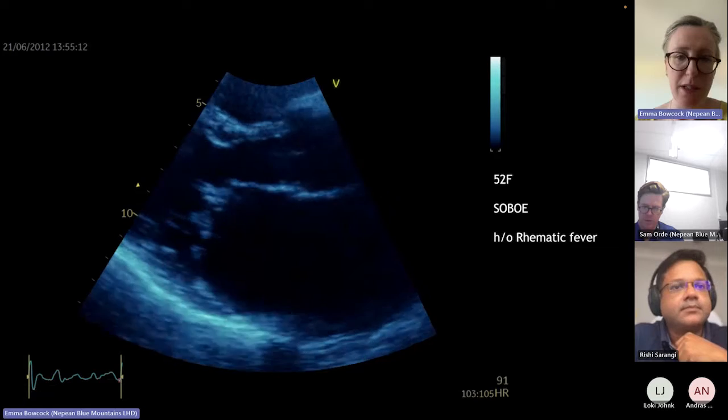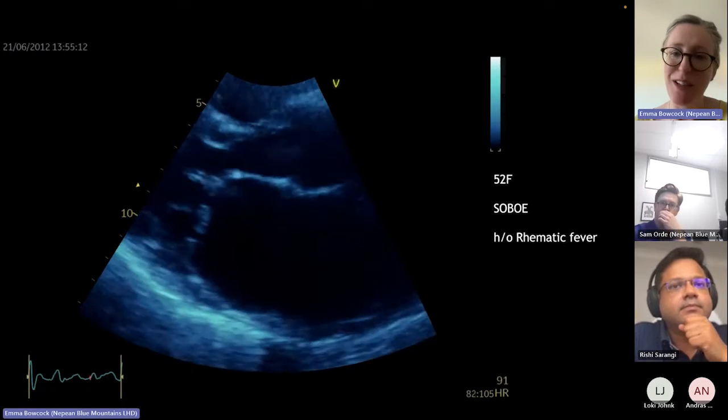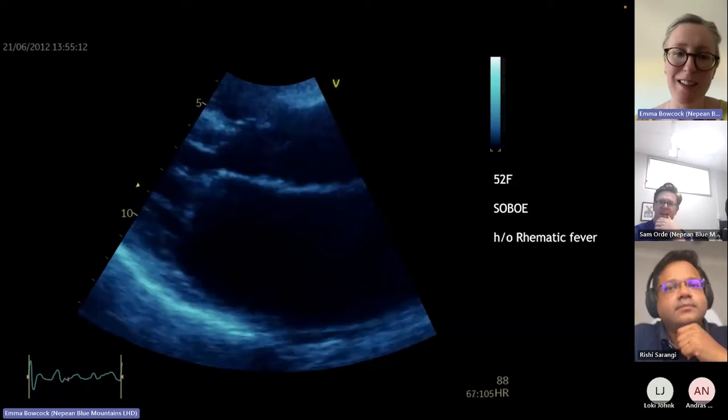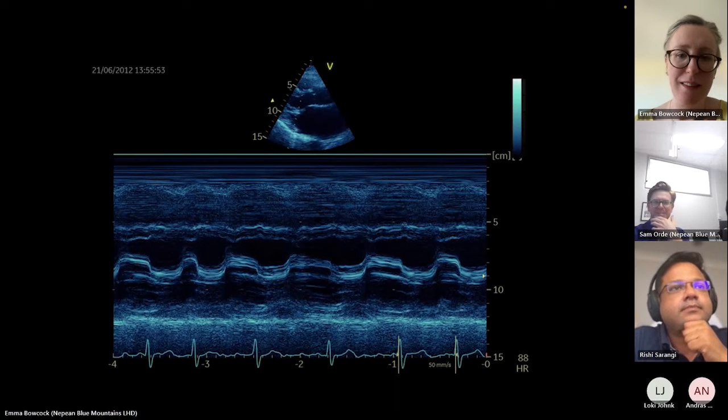Very nice. And in this patient, the stem in the DD would be something like a history of rheumatic fever or something. Bonus points for this one.